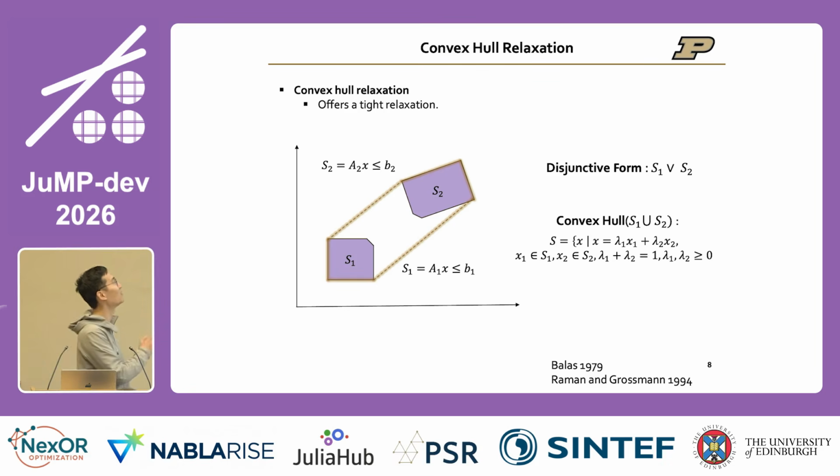I guess Daniel already talked about this convex hull relaxation. So let's suppose you have two polyhedral sets. Your constraint is in either of these polyhedral sets. Well, it's not a convex set, but you can get a convex hull. There is an extended form LP formulation proposed by Balas many decades ago, right?